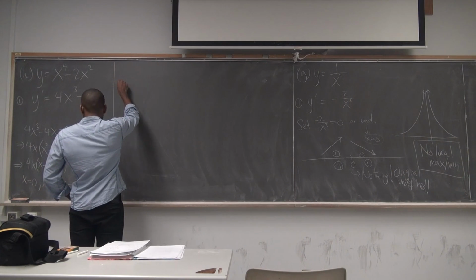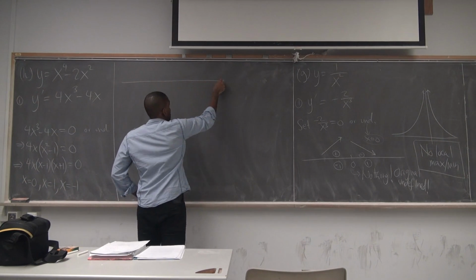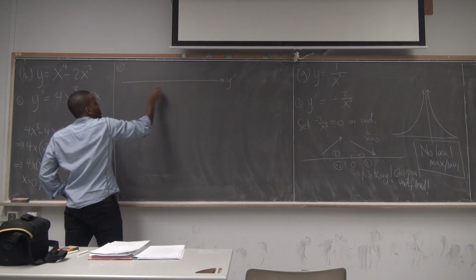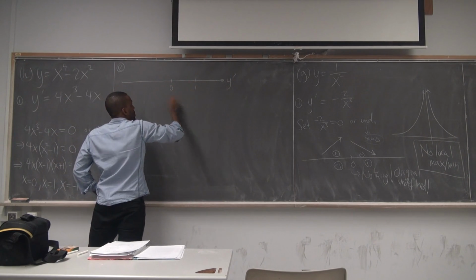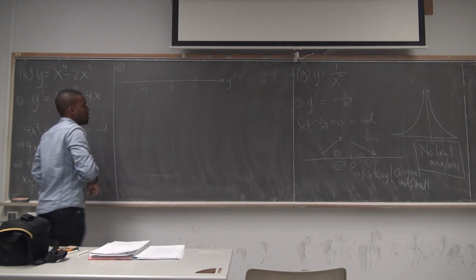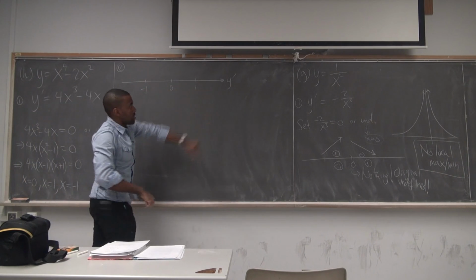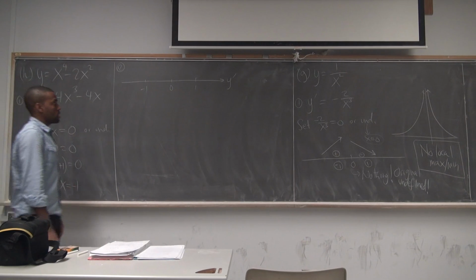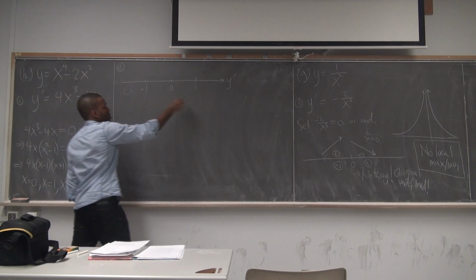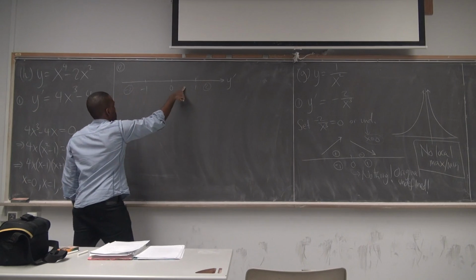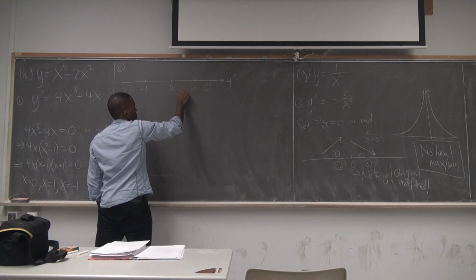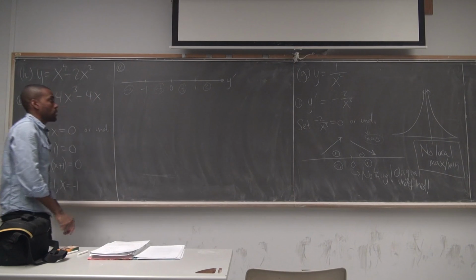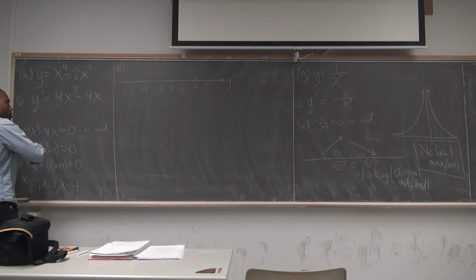So now I have three critical points to test. And again, I'm going to test them in the first derivative. This is step 2. I have to test 0, I have to test 1, and I have to test negative 1. So I have 1, 2, 3, 4 intervals to test. And all I'm going to do is plug in a random number into each one of those intervals. So I have minus 2, positive 2 here. 0.5, I plug in a half. Negative a half, I can plug in there. Now I'm going to plug them into the first derivative.